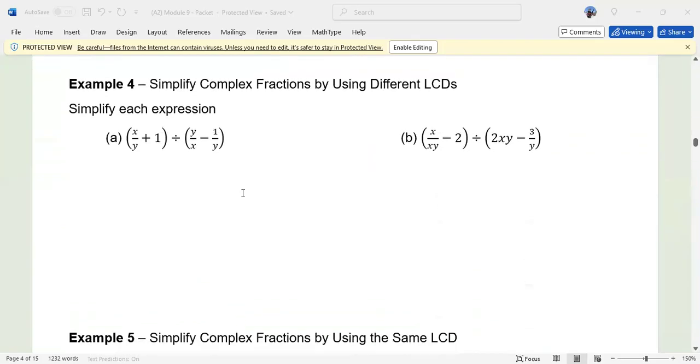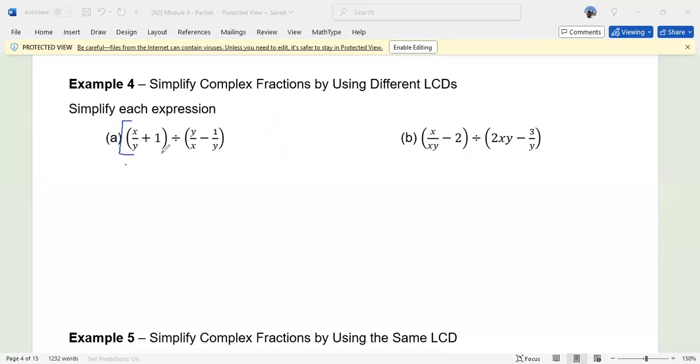Okay, so we're going to go ahead and simplify complex fractions using different least common denominators. Now, big thing here, do this one piece at a time. Anytime that you are asked to do a fraction within a fraction, because this whole thing right here is essentially saying, okay, we've got x over y plus 1 divided by y over x minus 1 over y. Now, I don't want you to think about it this way because this is the ugly way to think about it. What I do want you to do, though, is think about each individual part when we're solving this.